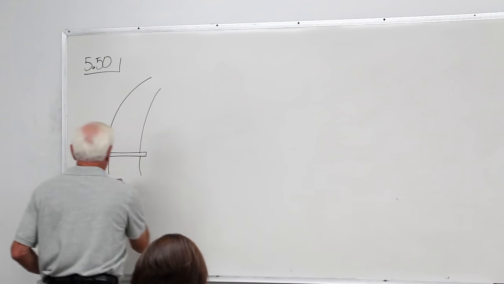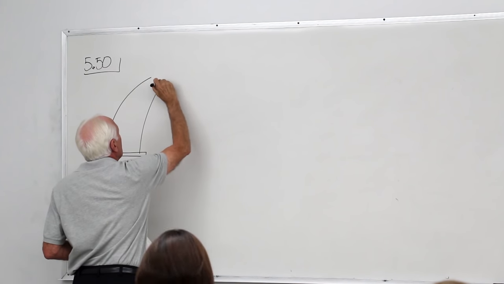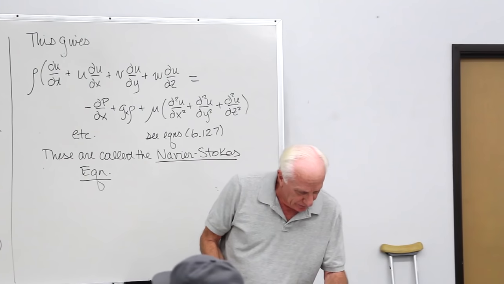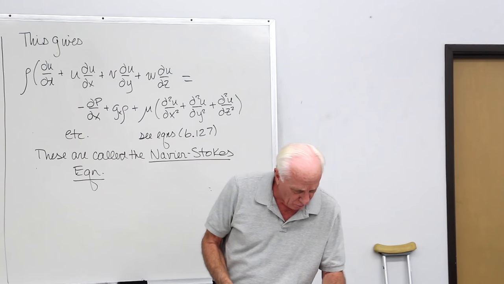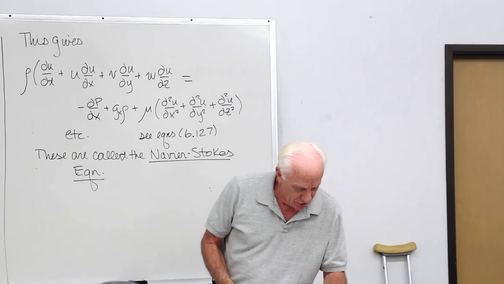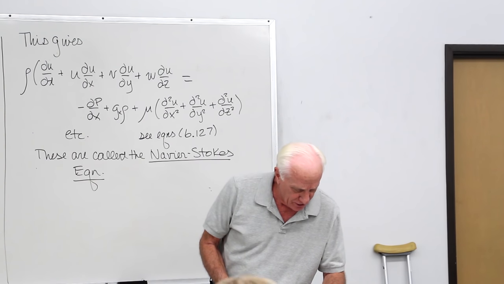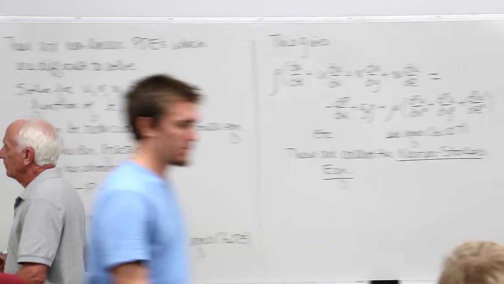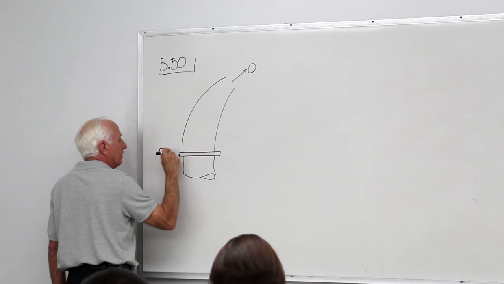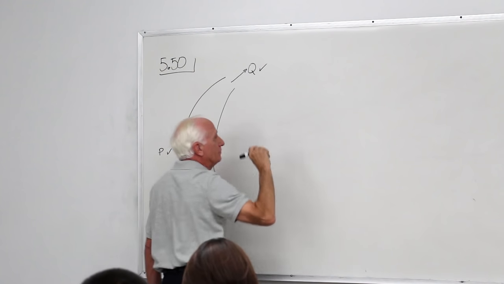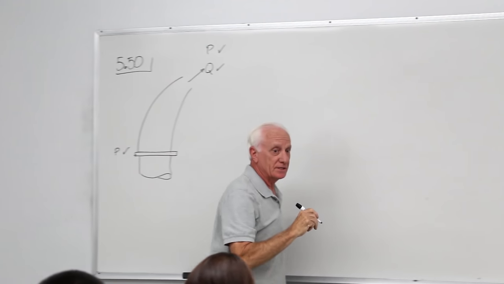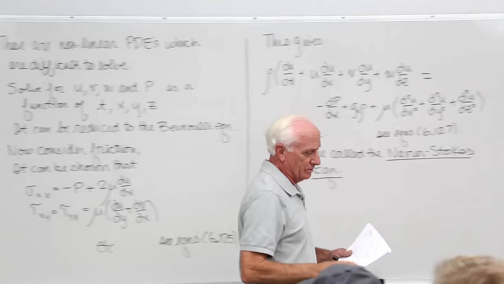Okay, I'll read it. A nozzle is attached to a vertical pipe, discharges water to the atmosphere. All these are major hints. Discharge, we know Q. We know the pressure at the flange. Pressure here, we know, zero. He said atmosphere. Those are all hints.